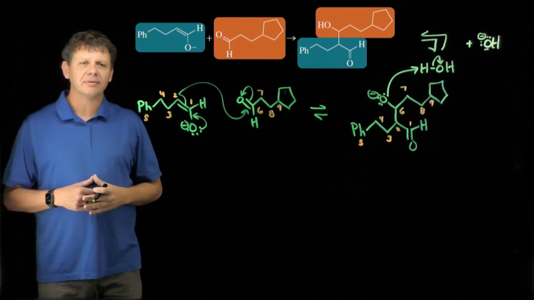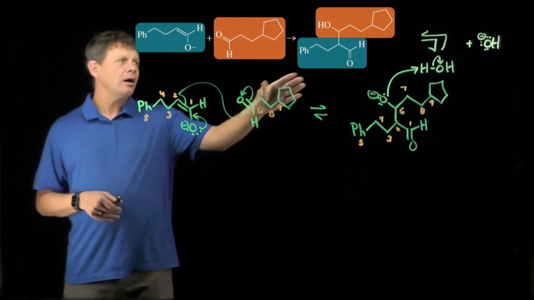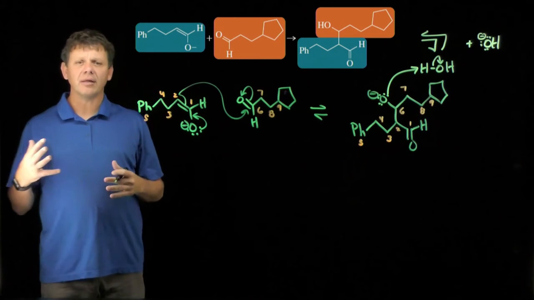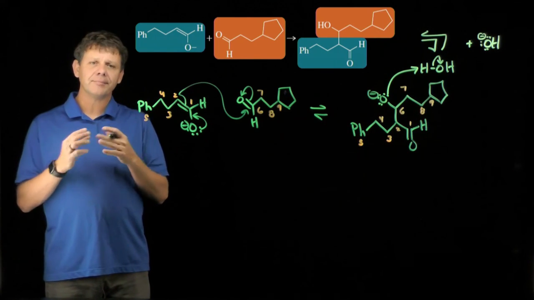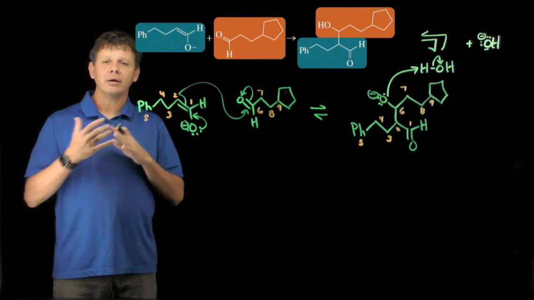But this is the mechanism of formation of one of the crossed aldol products. The other 3 will form by a similar mechanism, just using either a different enolate, a different aldehyde, or both.